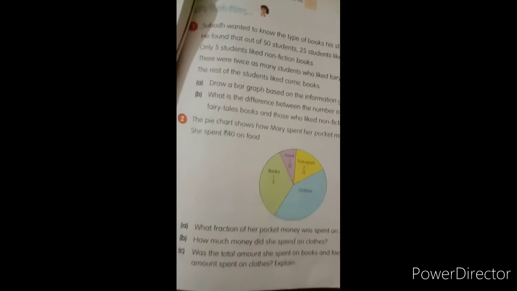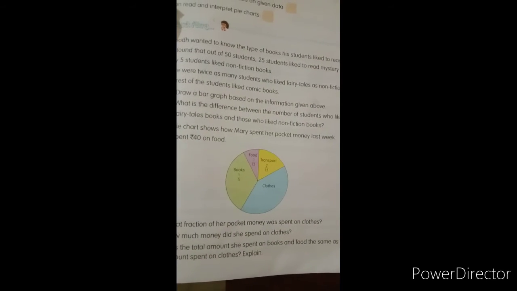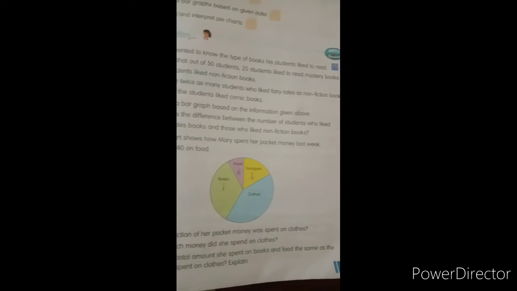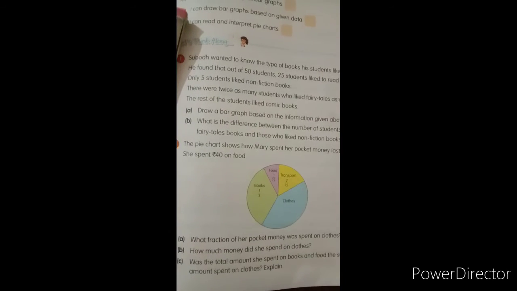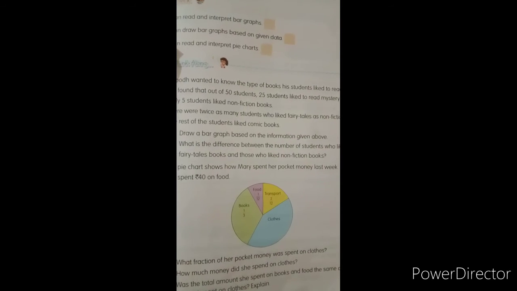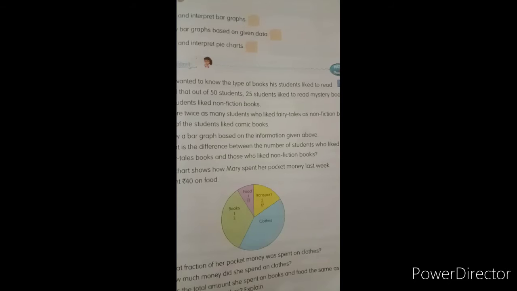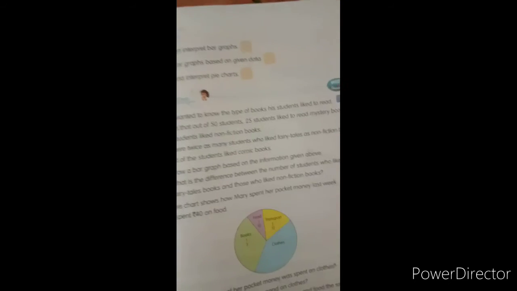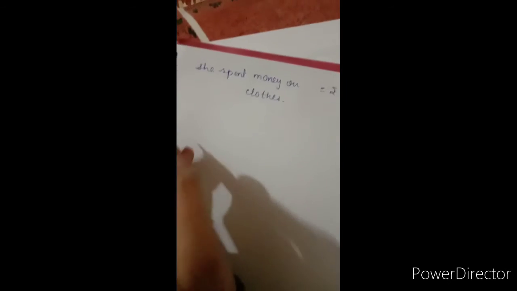Then the last part is, was the total amount she spent on books and food the same as the amount spent on clothes? Means उसने जितना पार्ट बुक्स और फूड पे टोटल स्पेंड किया है उतना क्या क्लोथ्स पे भी स्पेंड किया है, उसका इक्वल है. So just equate this part.